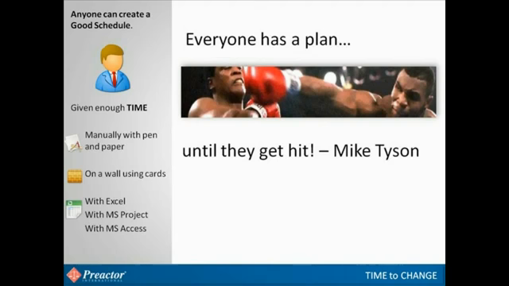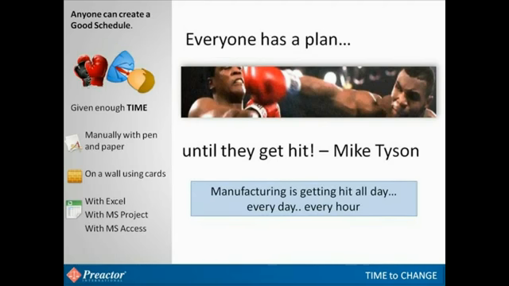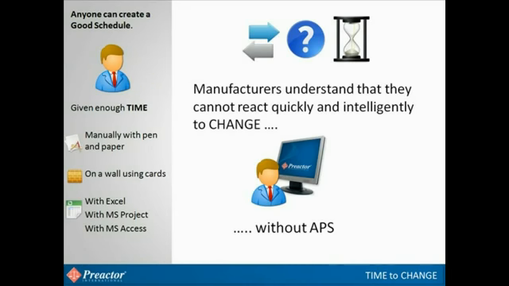This is also true of manufacturing companies. Changes in materials available, changes in resources available, and changes in priorities are all punches that a planner must take on a regular basis, and APS tools are fast enough to fight back.